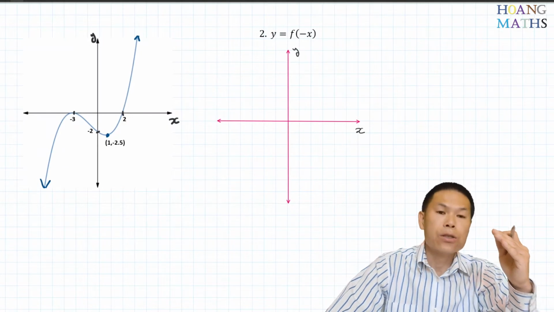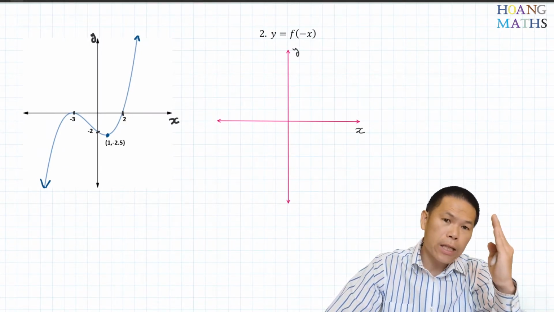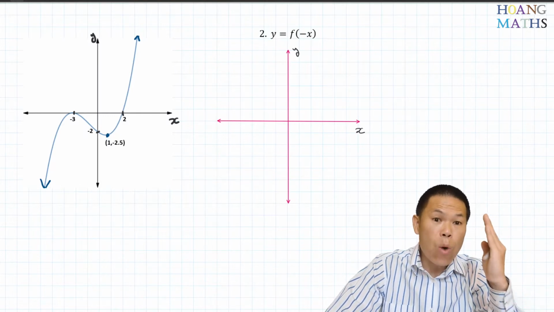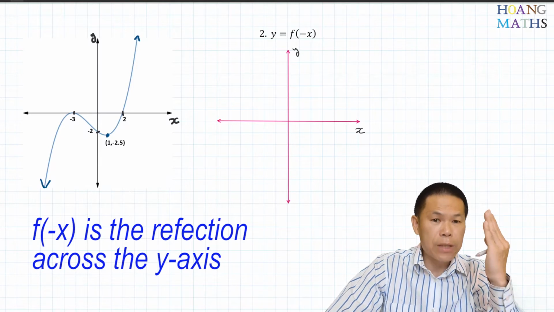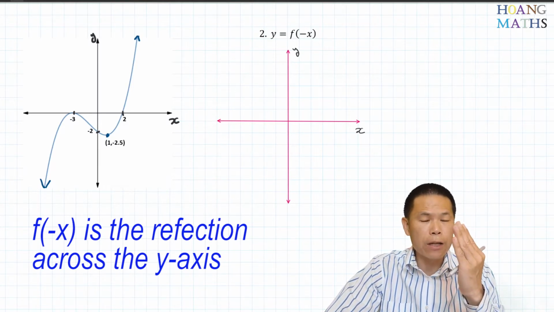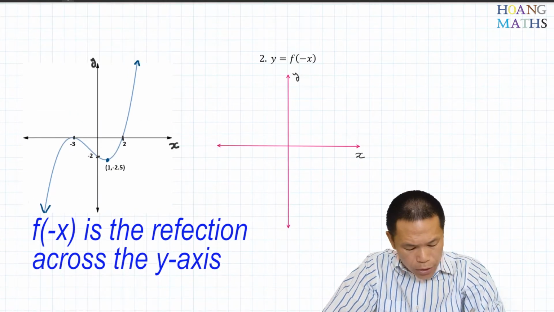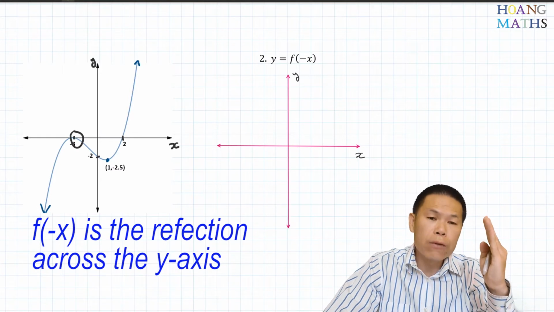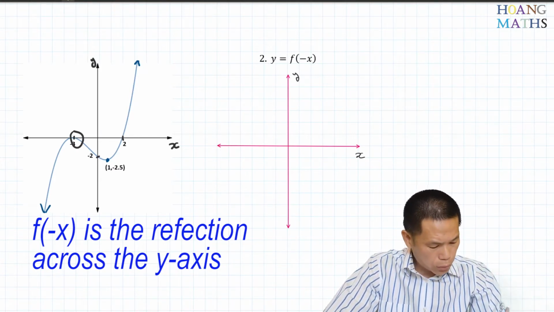Next one, f of negative x. What it does is the x value is changed. The y value stays the same. Okay, so x becomes negative x. So 6 becomes negative 6 for the x value, and if x is 7, it becomes negative 7. So we have a turning point at negative 3, 0. Now it becomes 3, 0, so 3, 0 roughly here.